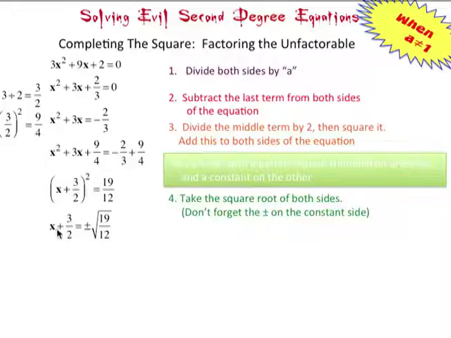And then I want to isolate the x by subtracting the 3 over 2. So x is equal to negative 3 over 2 plus or minus the square root of 19 over 12. And that's our final answer.